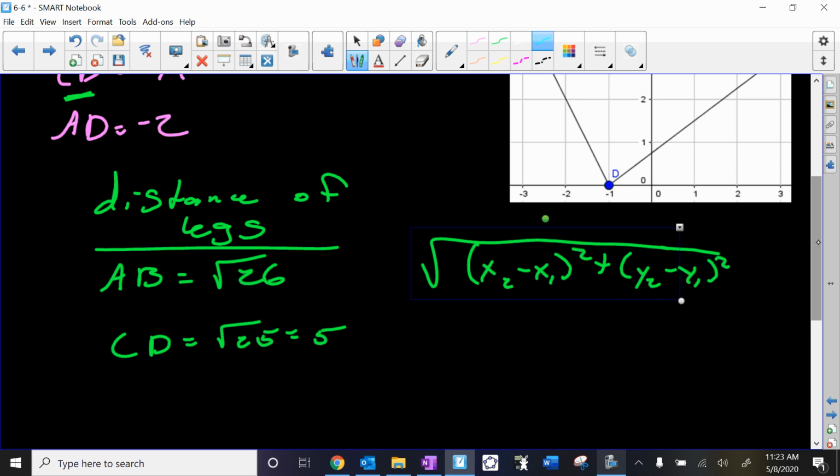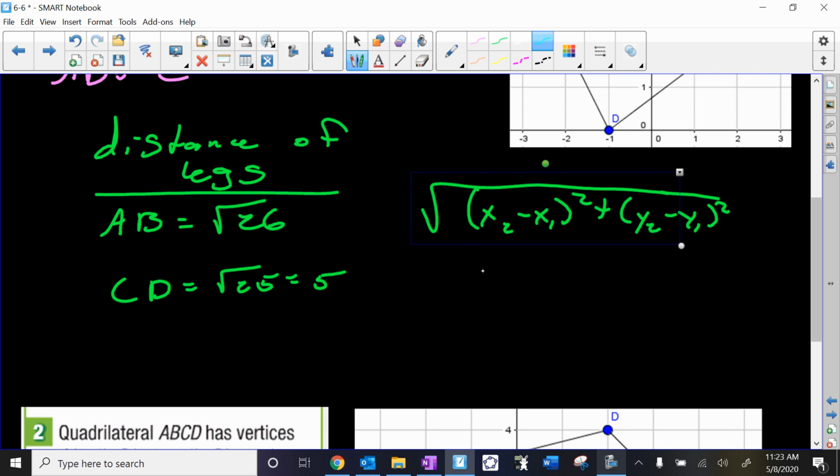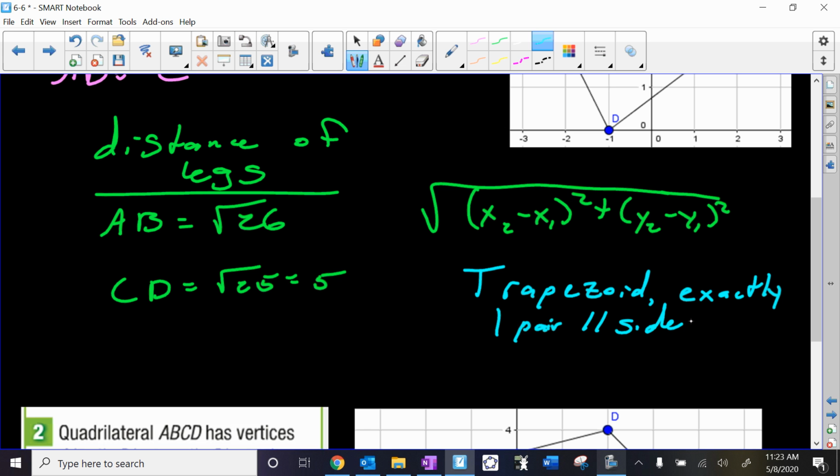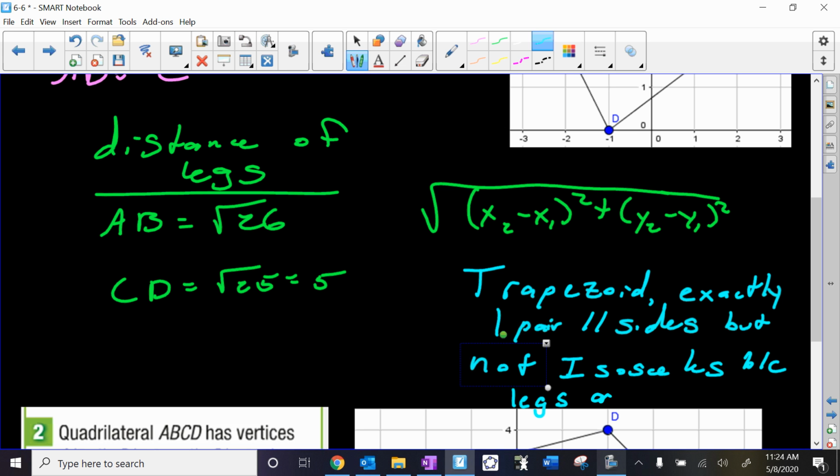So now we're going to classify what type of shape this is. It is a trapezoid because we had exactly one pair of parallel sides, but not isosceles because legs aren't congruent. Okay, that's an important part that you need to write.